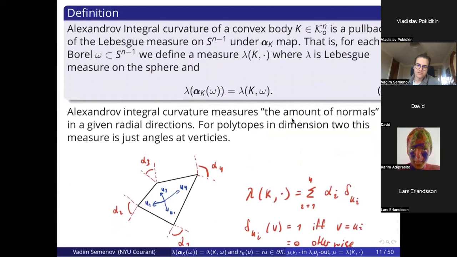So we define the Aleksandrov integral curvature as a pullback of the Lebesgue measure under the alpha k map. So you took some measure on the normal sphere, on our target sphere, you had this alpha k map, and now you pull back this measure onto the radial sphere. It's the same thing as in the surface area measure. You are normalizing the measure so that you can compare it between different bodies, because now it lives on the sphere.